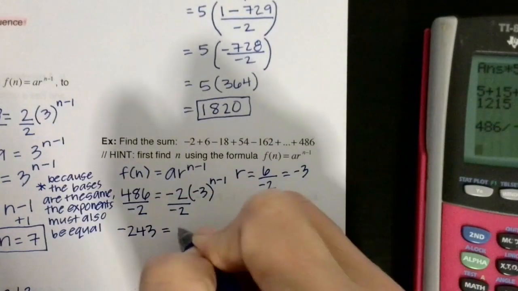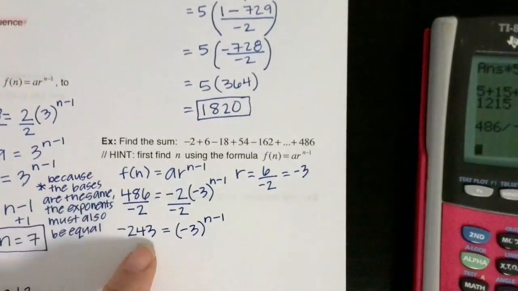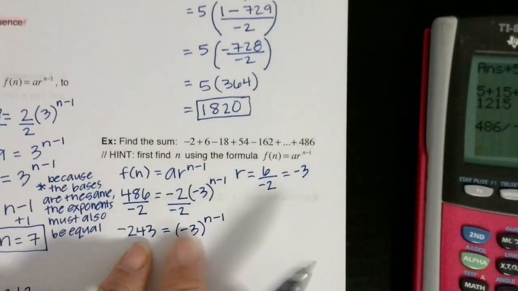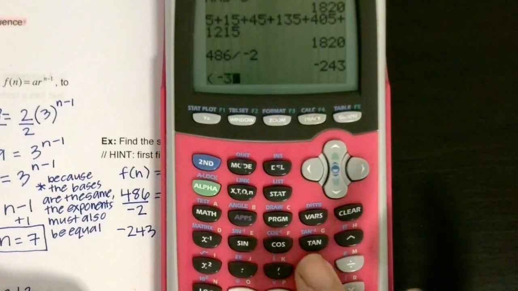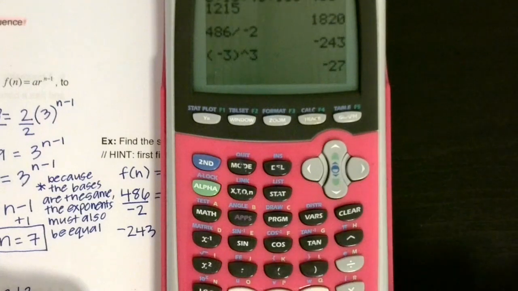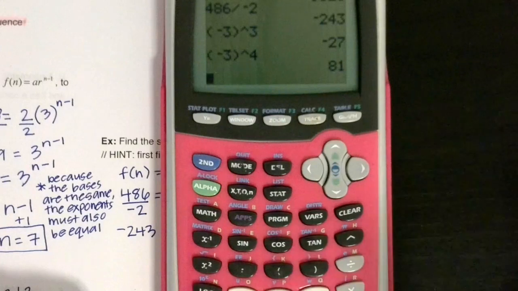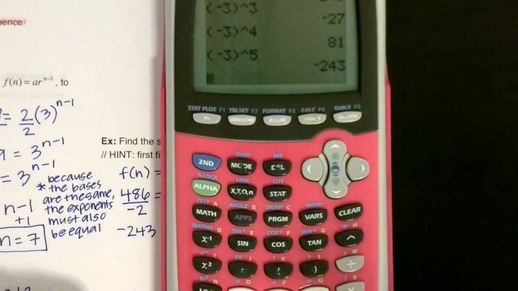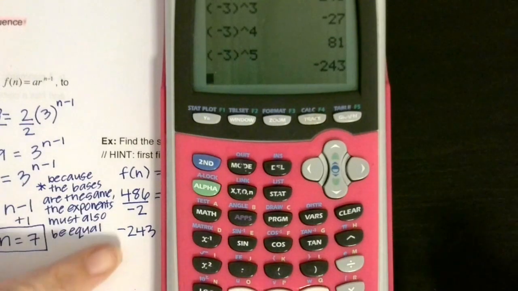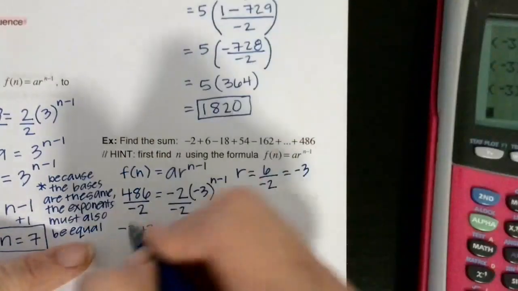Once we get here, remember we have to write them with the same base. So we need to figure out -3 to what power is -243. -3 to the third power is -27. -3 to the fourth power is +81. That makes sense. -3 to the fifth power is -243. So instead of writing -243, we're going to write it as -3 to the fifth power.